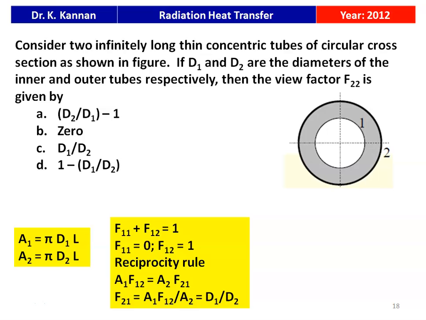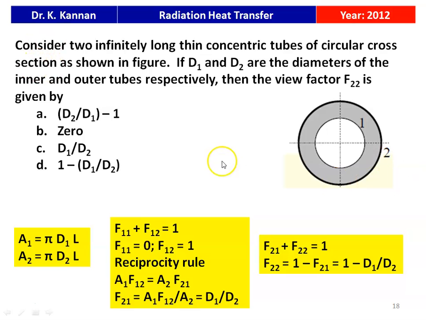So, we have inner cylinder. Inner tube: F11 plus F12 equal to 1, F11 equal to 0, F12 equal to 1. The same logic. Using the reciprocity rule, A1 F12 equal to A2 F21. So, F21 equal to A1 F12 divided by A2, which is D1 by D2. Now, we have F21 plus F22 equal to 1 for the second surface. So, F22 equal to 1 minus F21, which is 1 minus D1 by D2. So, the answer is option D, 1 minus D1 by D2.